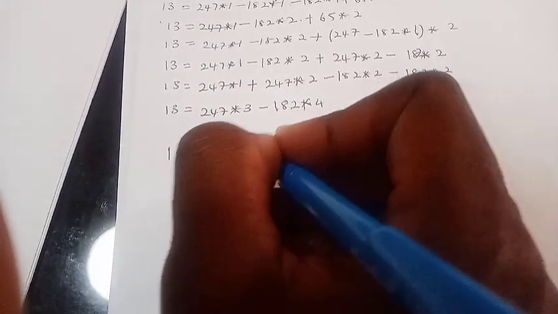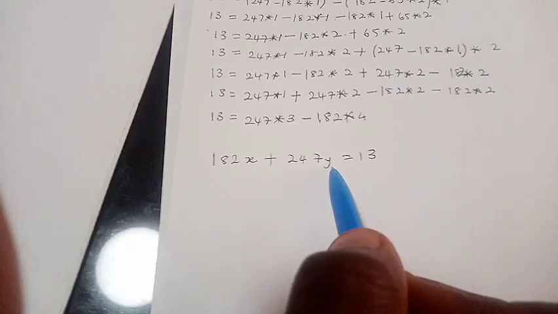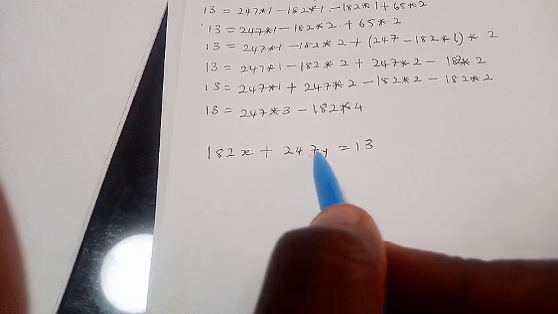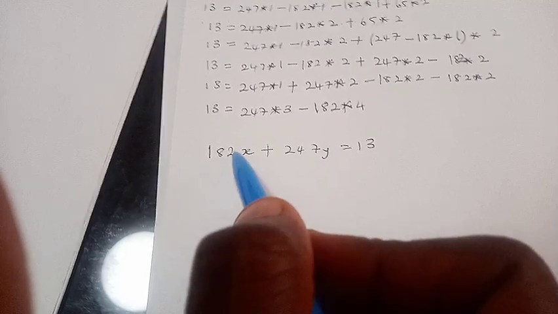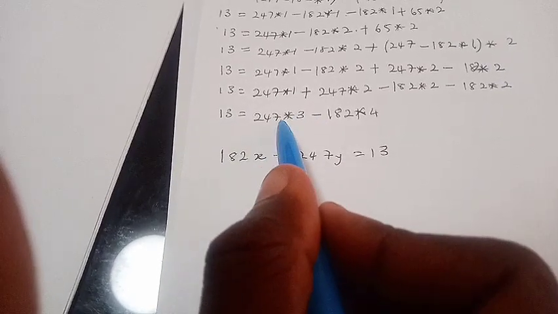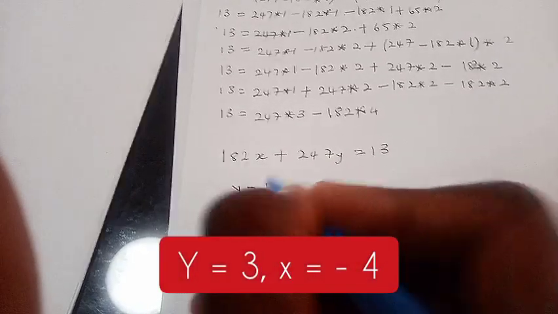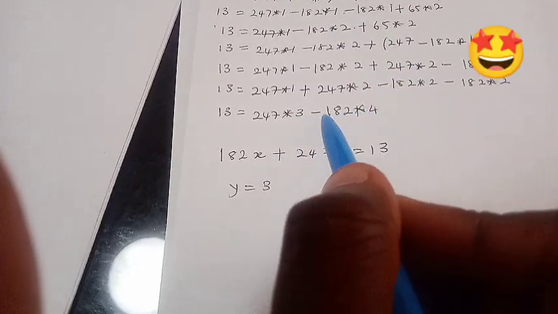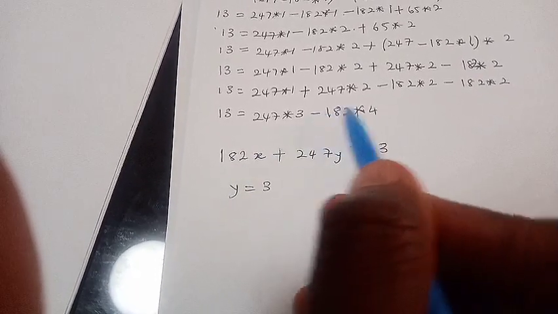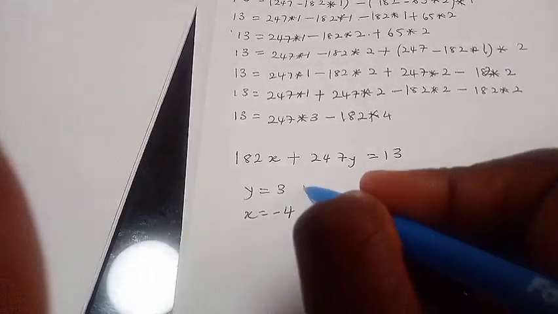182x plus 247y, which is equal to 13, the GCD. So we want to find the values of y and x. So y is multiplying 247, and then x is also multiplying 182. So from this expression that we have here, 247 is being multiplied by 3, so we know that y is equal to 3. And 4 is multiplying negative 182, and here we know that 182 is multiplying x, so x is equal to negative 4. Okay, so x becomes negative 4.